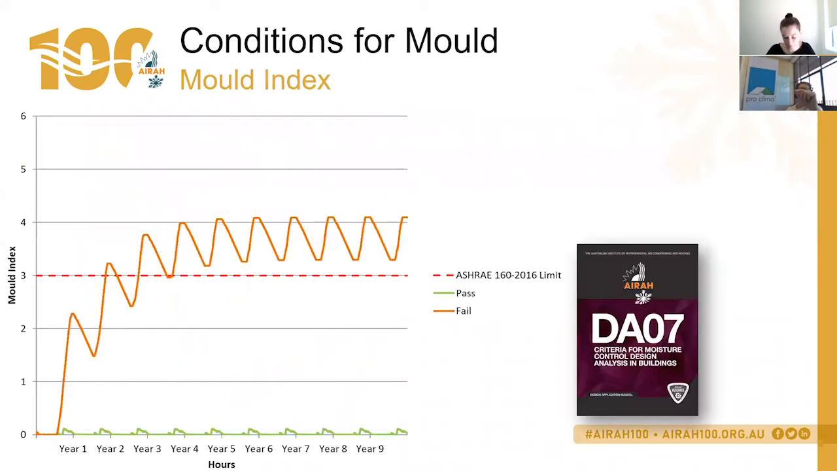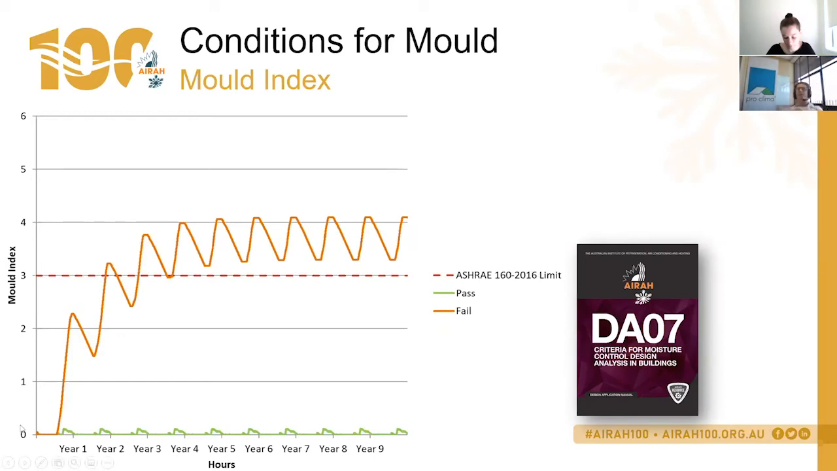Next. So what does that actually look like? When you do the simulation, you're able to output for any surface, based on the algorithms in DA07, whether, based on the temperature, humidity and time factor at that surface interface, the mold index is going to increase year on year, which you're seeing as the orange line. Bad news. After 2 years, you're starting to get mold on that particular surface. After 4 or 5 years, it's reached a mold index of 4. So it's probably not a favorable system to build.